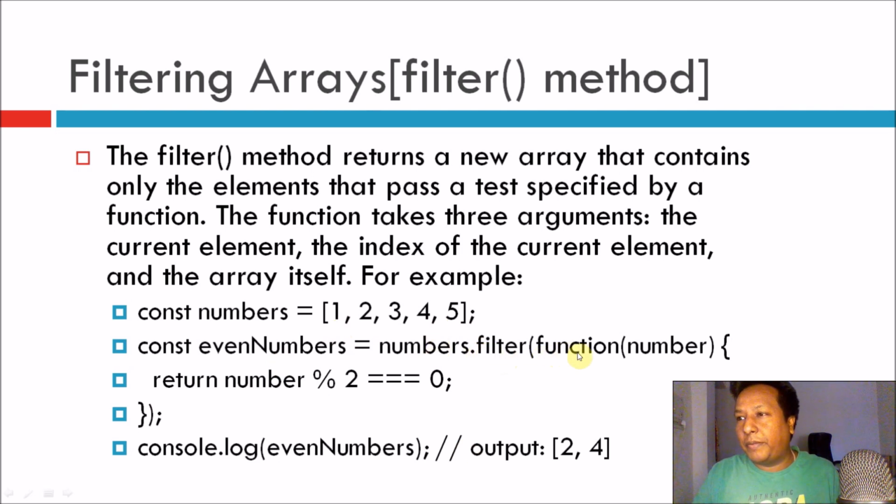In the filter method, we pass a function that will execute on each and every element again, and we pass number. So every number is being checked: return number modulus 2 triple equal to 0, meaning if the number is divisible by 2, return only those. So out of 1 2 3 4 5 we have 2 and 4 divisible by 2, so we get the even numbers 2 and 4. I hope filter is very clear to you, and it is one of the very important concepts in JavaScript arrays.